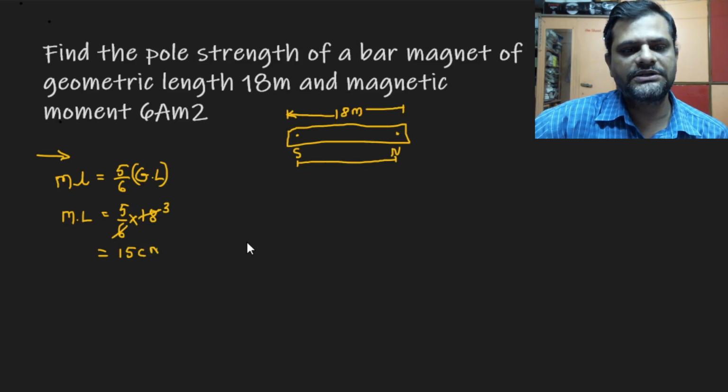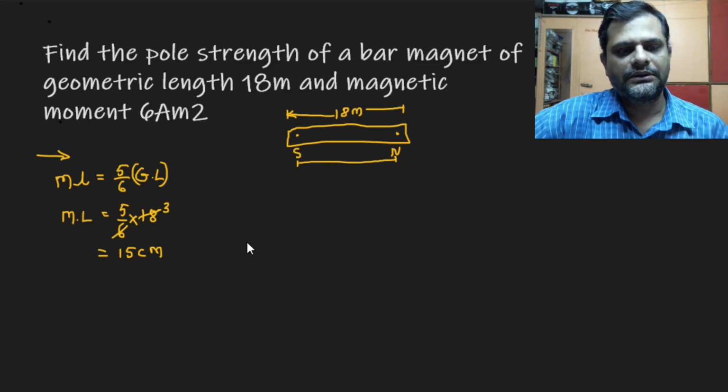So 15 meter is actually the magnetic length. Okay, it's meter. And magnetic length is always denoted by 2L in this case here.